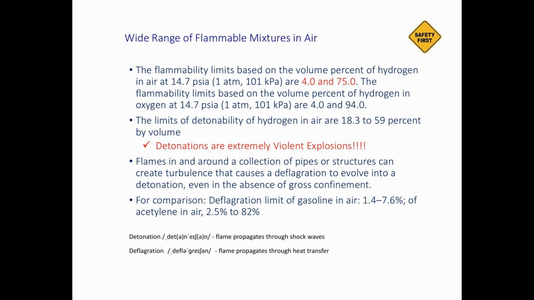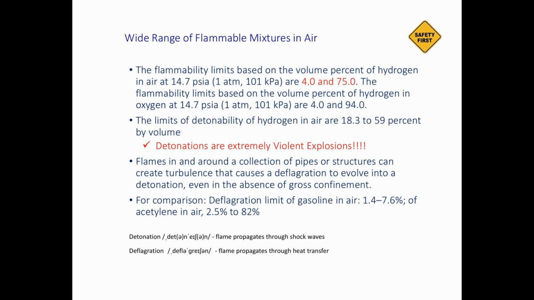The limits of detonability of hydrogen in air are 18.3 to 59% by volume. Detonation is an extremely violent explosion. It produces the explosion through heat transfer at a speed over the speed of sound, like a supersonic shock wave, so it produces a more violent explosion. A flame in and around a collection of pipes or structures can create turbulence, especially around a cylinder as well. They all look like tubes and pipes. It causes deflagration to evolve into detonation.